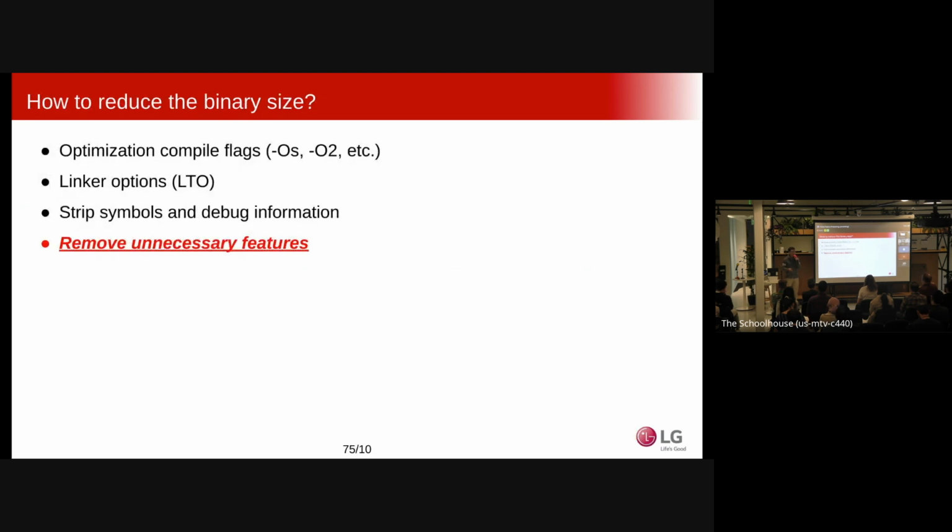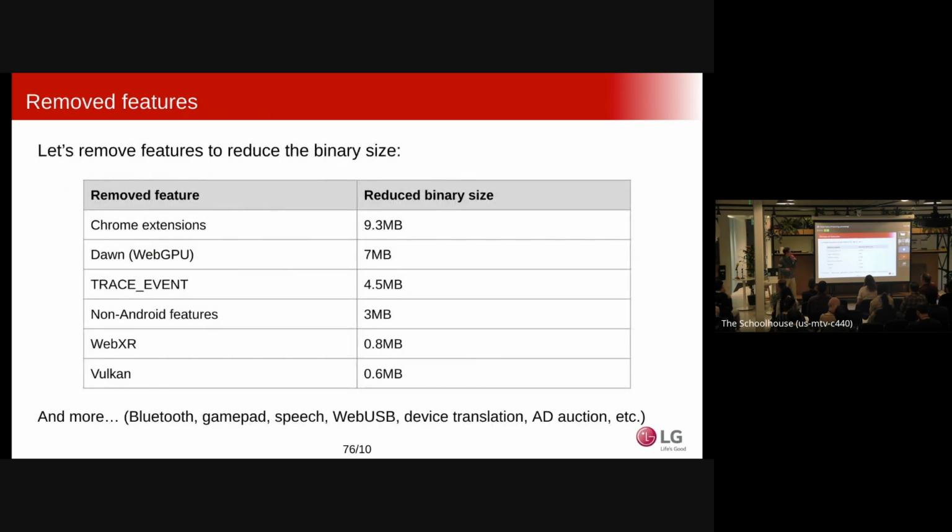So how can we reduce the binary size? There are several options for it, but I already have applied other options, and I'm going to talk about the last option, removing the unused features. If we remove features from the library, then the corresponding size of the binary is reduced. For example, if you remove the Chrome extension feature, then 9.3 megabytes is reduced, and 7 megabytes for WebGPU and so on. I'm not saying that we're not using all the features here, but just adding options for it. So if a feature is not needed, we can exclude it from the library and save some memory by it.